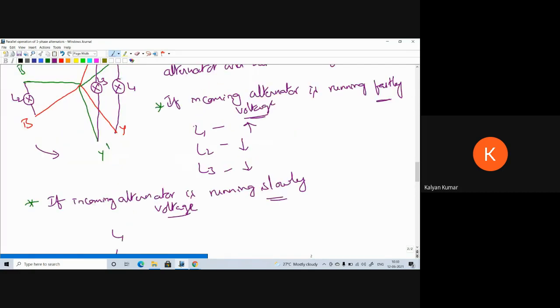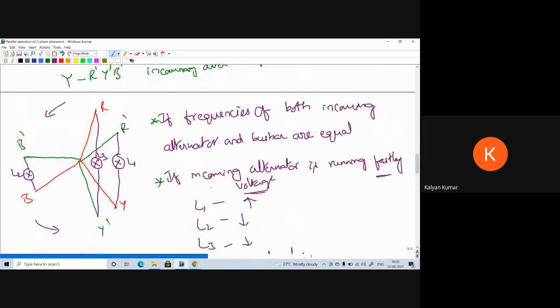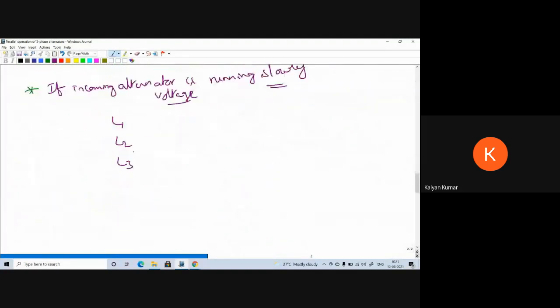స్లో అంటే ఆర్ డాష్ వై డాష్ బి డాష్ స్లోగా ఉన్నాయి. వై ఏమో కాన్స్టెంట్ స్పీడ్తో మూవ్ అవుతూ ఉంది. ఆర్ డాష్ స్లో అయిపోయింది. ఆర్ డాష్ స్లో అయిపోతే ఆర్ డాష్ వైకి మధ్య డిస్టెన్స్ తగ్గిపోతుంది. సో వోల్టేజ్ అక్రాస్ ల్యాంప్ L1 ఈజ్ గోయింగ్ టు డిక్రీజ్. ల్యాంప్ L1 వోల్టేజ్ డిక్రీజ్ అవుతుంది. ల్యాంప్ L2 వోల్టేజ్ ఇంక్రీజ్ అవుతుంది.